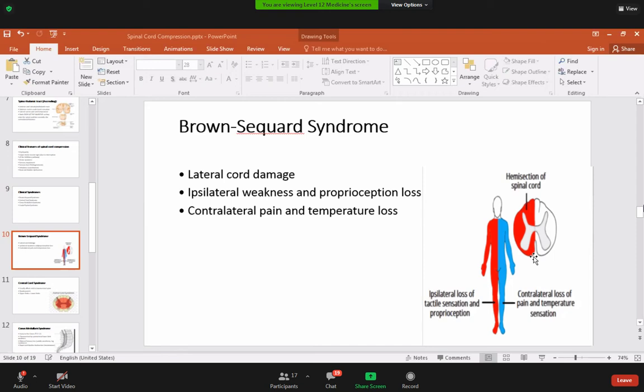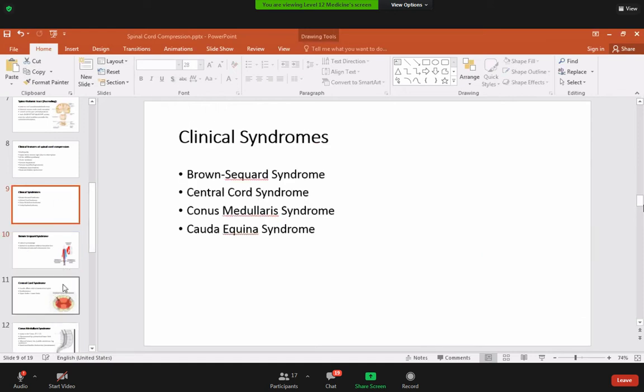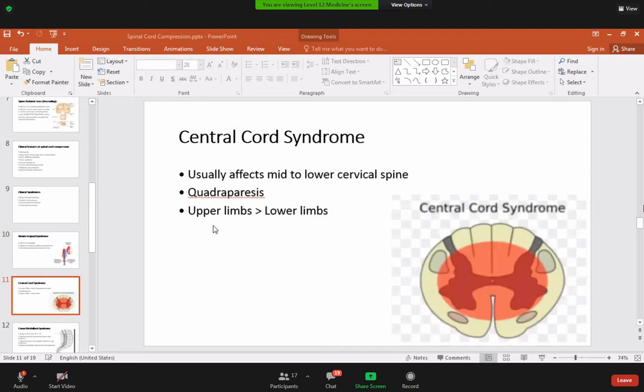The same is for the motor: the same side motor activity will be lost. So there will be ipsilateral motor loss, ipsilateral fine touch and proprioception loss, but contralateral pain and temperature loss. This syndrome is called Brown-Séquard syndrome, and it is usually seen in patients with hemitransection of the spinal cord, usually secondary to direct penetrating injury, some knife or stab injury in that region, or sometimes bullet injuries. So usually we have it secondary to penetrating trauma.